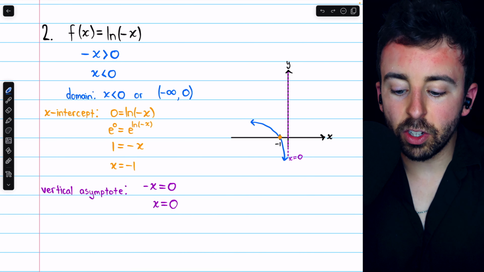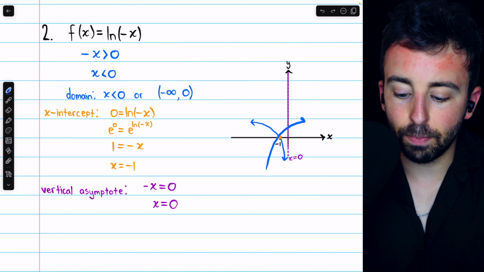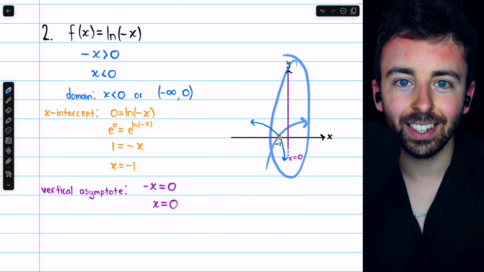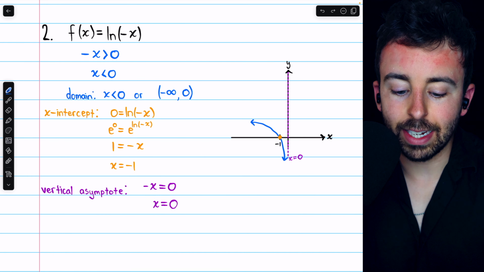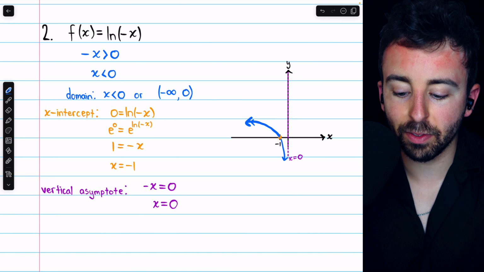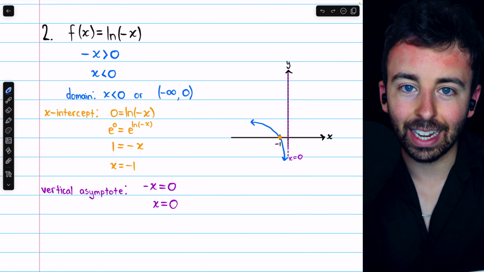On the other hand, we just know it can't be like this because, of course, the vertical asymptote. The function can't look like that. Plus, the domain is all of the negative numbers, so this branch that goes on horizontally forever has got to be going in the negative direction.